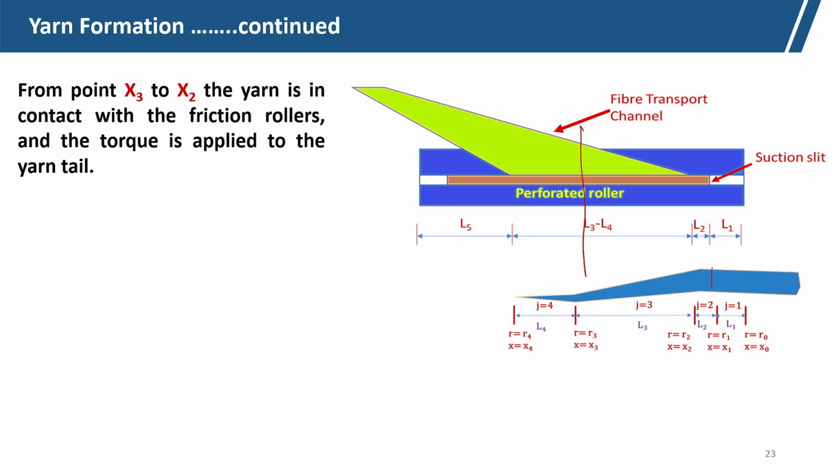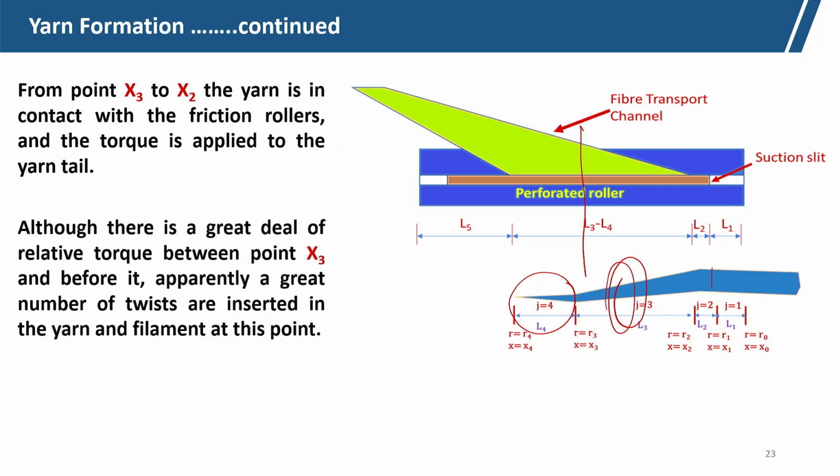They are in contact with both the friction rollers, and torque is basically applied in that zone. Although this is the yarn tail, the basic torque is applied in this zone, where the yarns are in contact with both the drums or both the rollers. Although there is a great deal of relative torque between the point x3 and before it, apparently a great number of twists are inserted in the yarn or filament at this point.